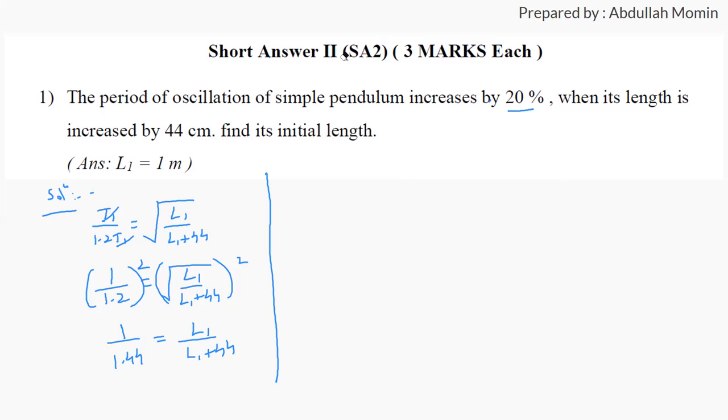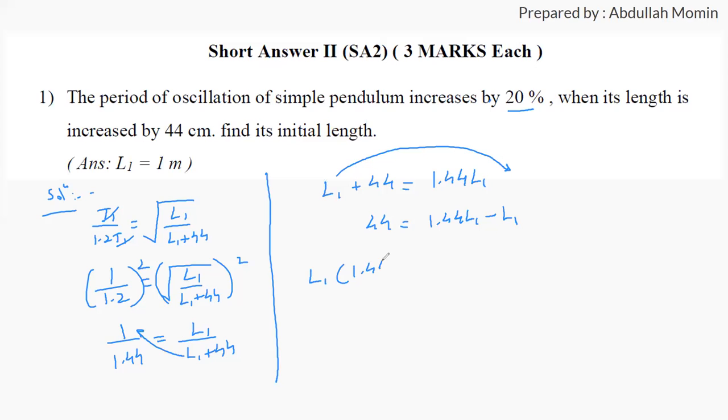While cross multiplying, this term will get multiplied by 1. So we will write L1 plus 44 is equal to 1.44 L1. This L1 comes to the other side, so we will write minus. So 44 is equal to 1.44 L1 minus L1. So we can write L1 times (1.44 minus 1) is equal to 44.